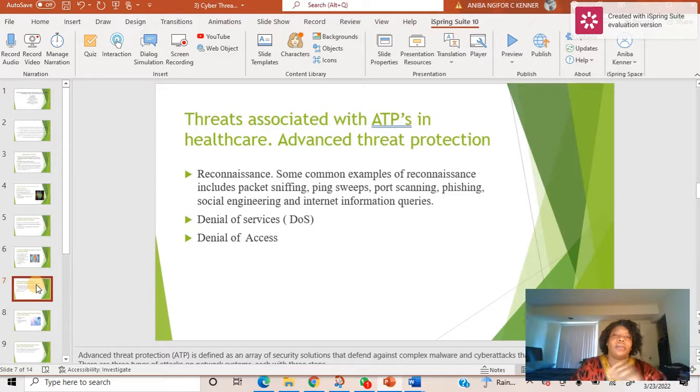Now we have the advanced threat protections, which is defined as an array of security solutions that defend against complex malware and cyber attacks that target sensitive data, like reconnaissance. We have here different types of reconnaissance where they're able to just sweep around and maybe get different IP addresses. We have denial of services and access.